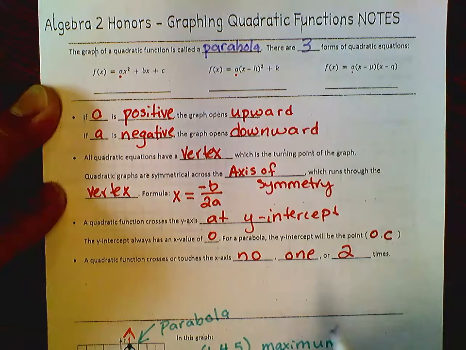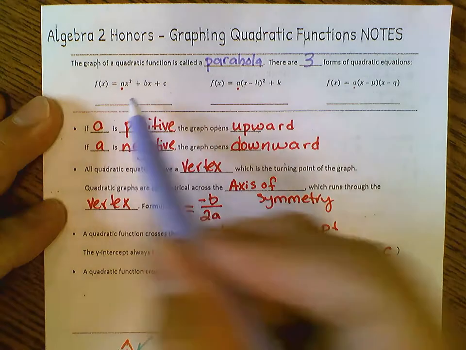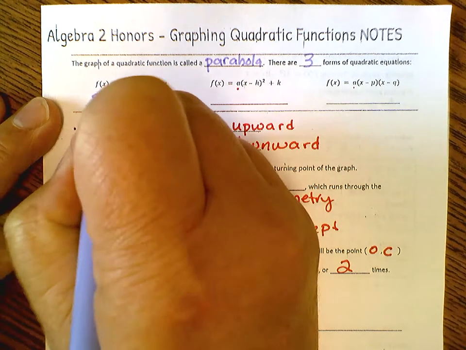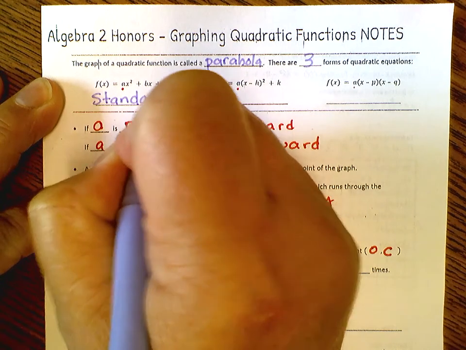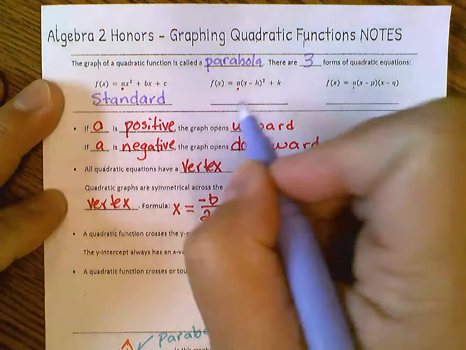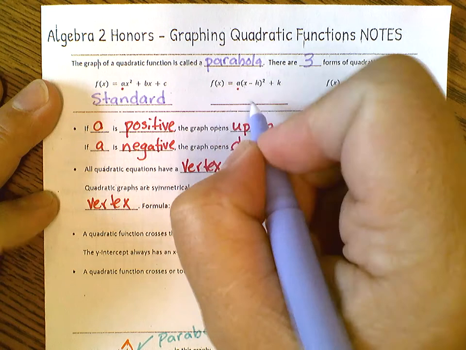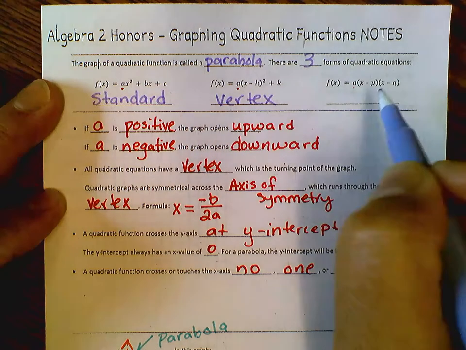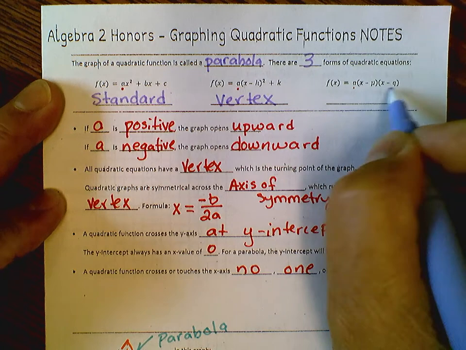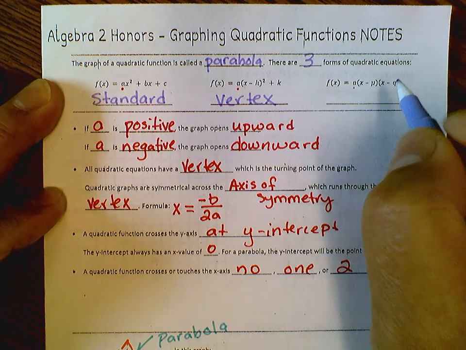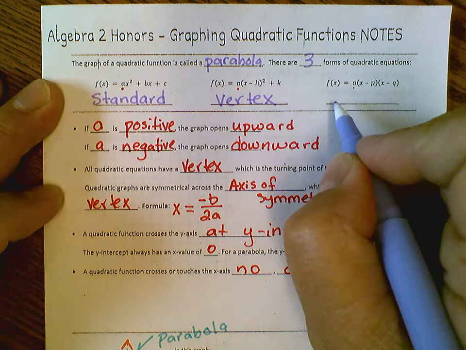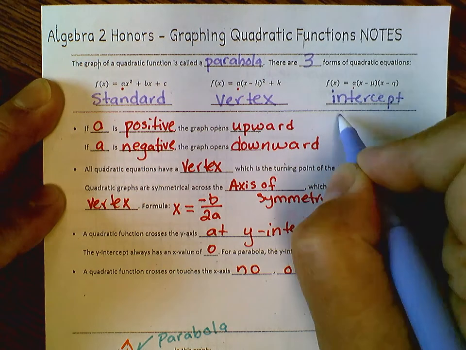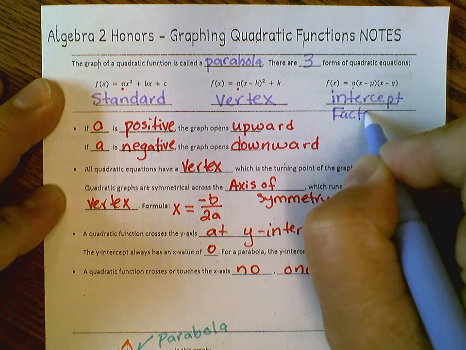And there are 3 forms of a quadratic equation. They're all shown right here. This one should look familiar to you. It's called standard form. This one should look familiar to you also. It's called vertex form. And this one, I don't know that you've ever discussed it, but doesn't it look like a quadratic that's been factored? So we call this one intercept form or factored form, either way.